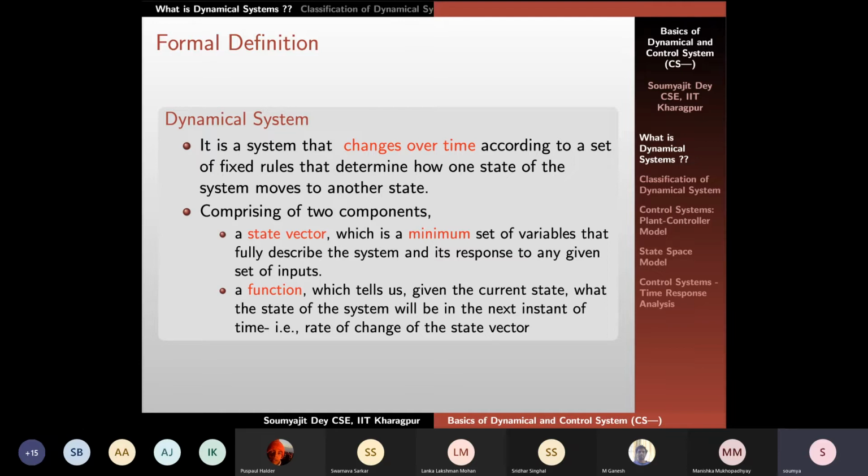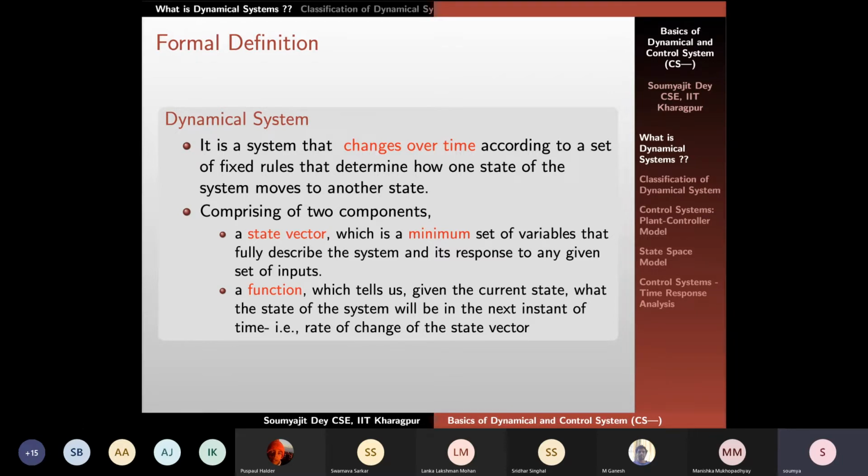Now it comprises two things, like we said. One is the state vector. What is that? It's a minimum set of variables that fully describe the system. If you have a set of variables, it will always happen that some of the variables depend on each other, right? So I can always have a minimum set of variables. If I know their values, then the other values are going to be dependent on that. This minimum set is what we call the state variable set or state vector of a dynamical system.